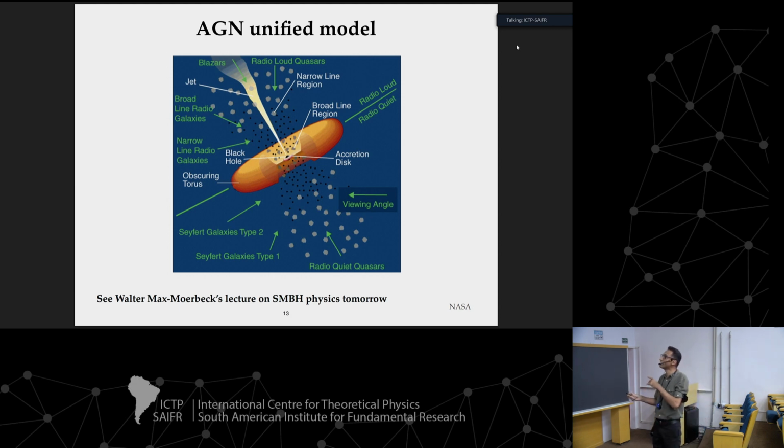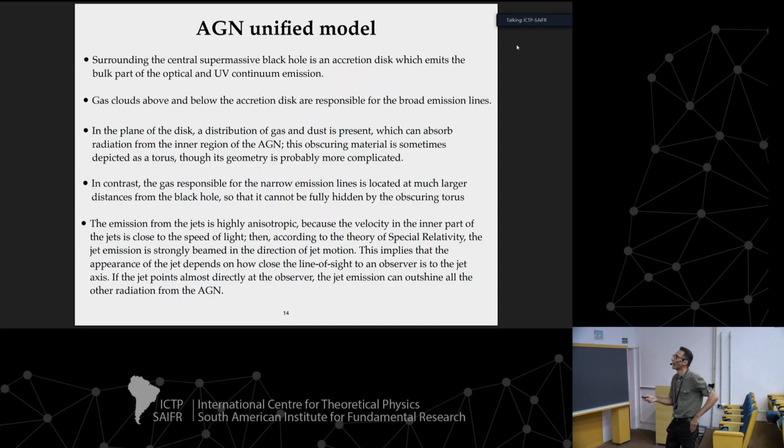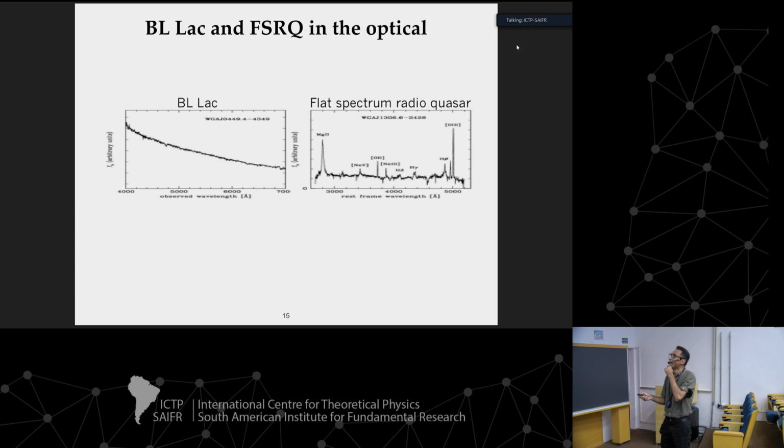And depending on the viewing angle of the observer, you will either see a quasar or a blazar or a Seyfert type of galaxy, because that depends on the absorption on the line of sight and things like that. But I'll stop here. You will hear, I think, much more about that tomorrow. But let's look at these blazars, this special kind of AGN, right?